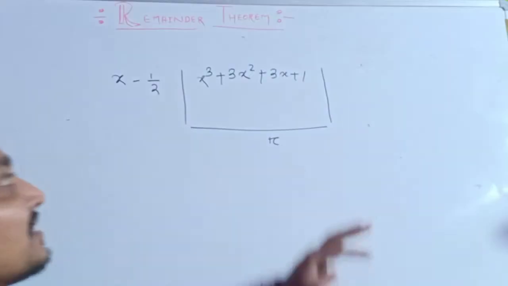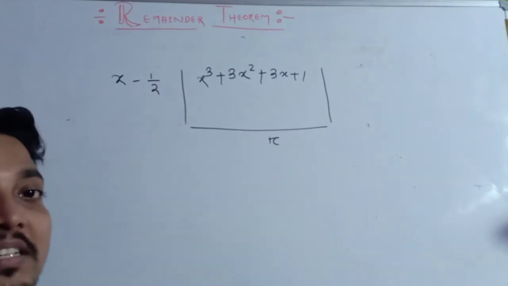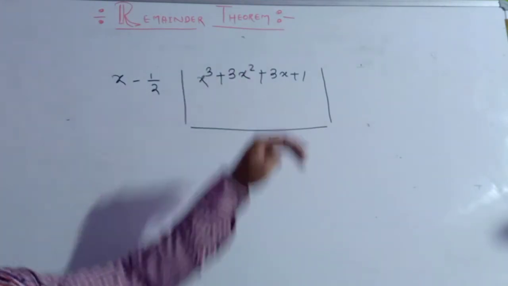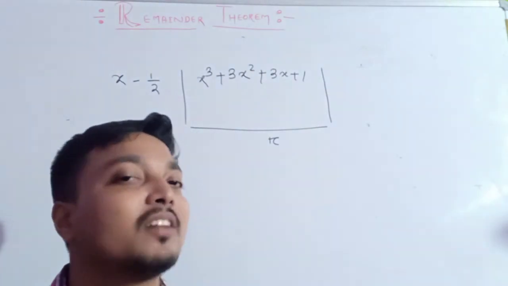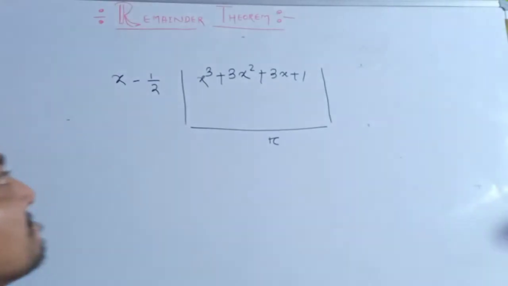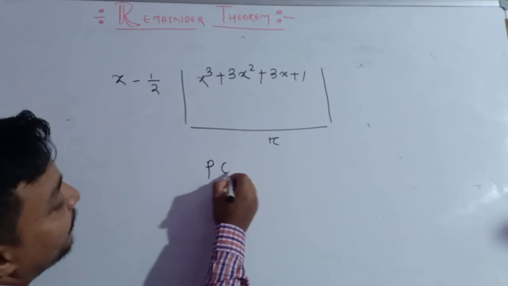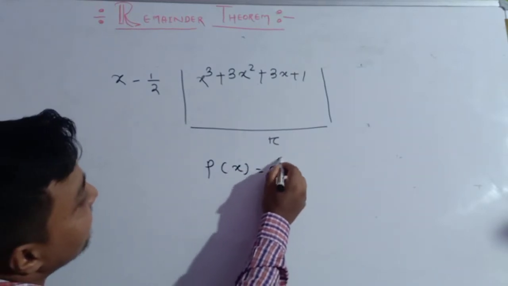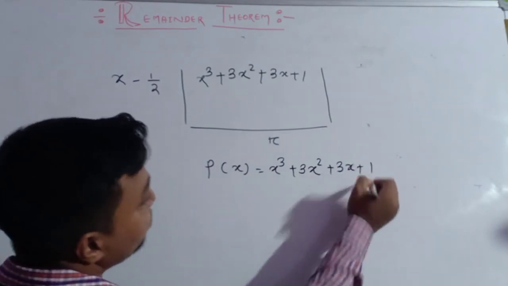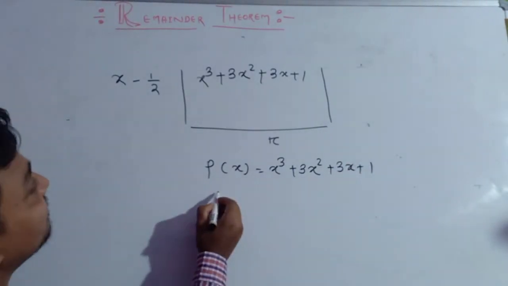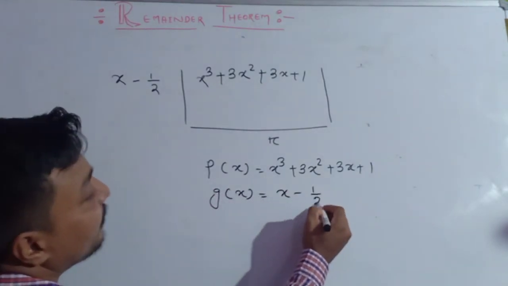Suppose one student is doing the step-by-step method to find the remainder, and another student is directly applying the remainder theorem. 100% within a short time span, the student using the remainder formula can finish. Understood or not understood? So my trick is this: our polynomial is x cube plus 3x square plus 3x plus 1, and the divisor polynomial is x minus 1 by 2.